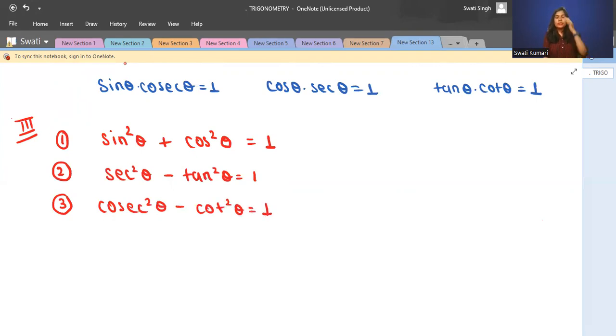Now I'm assuming that you are smart enough to make more formulas out of this. For example, if sine square theta plus cos square theta is 1, that means you can also use the formula of sine square theta only, which will become 1 minus cos square theta. So you just need to shift here and there, and you can make more formulas. For example, from this one, you can make 2 formulas. What is sine square theta? That will become 1 minus cos square theta. What is cos square theta? That will become 1 minus sine square theta.